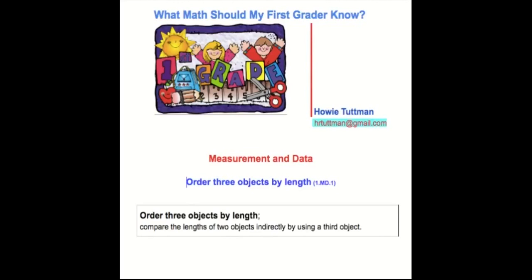If you're interested, here's the complete standard that this video, ordering 3 objects by length, is based upon. Order 3 objects by length. Compare the lengths of 2 objects indirectly by using a third object.